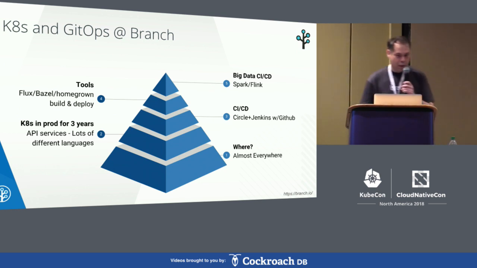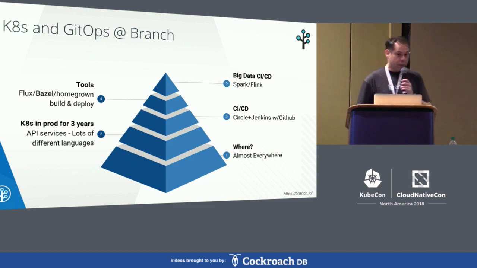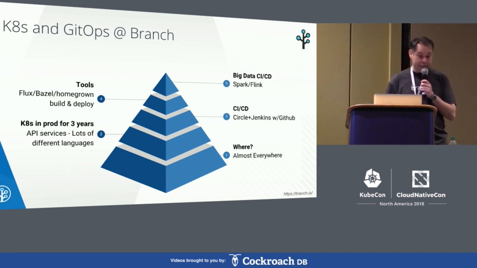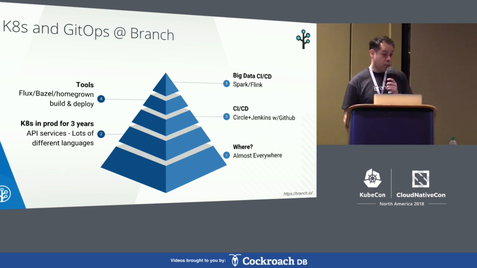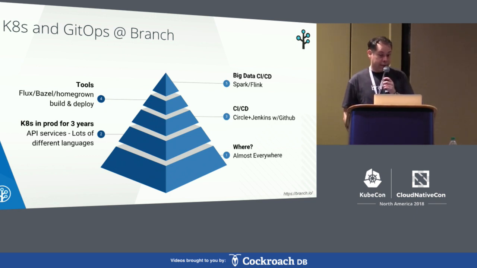Our main CI/CD system is Circle with Jenkins, and we use GitHub extensively. And then we're using tools like Flux and Bazel, and then we have some homegrown tools that predate some of these GitOps tools that we use to build and deploy. And also our big data pipelines are fully integrated with CI/CD. All the pipelines run in Spark and Flink.